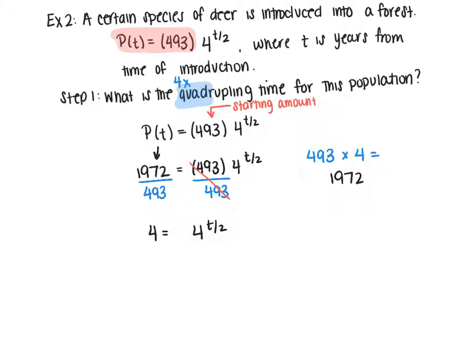Those cancel. So if I don't see an exponent, I can write it as a 1. So this is actually 4 to the 1 power equals 4 to the T over 2. So those 4's will cancel. We use that term loosely from 5.1. And then I have 1 equals T over 2. So multiply both sides by 2. So after 2 years, the deer population will have quadrupled.